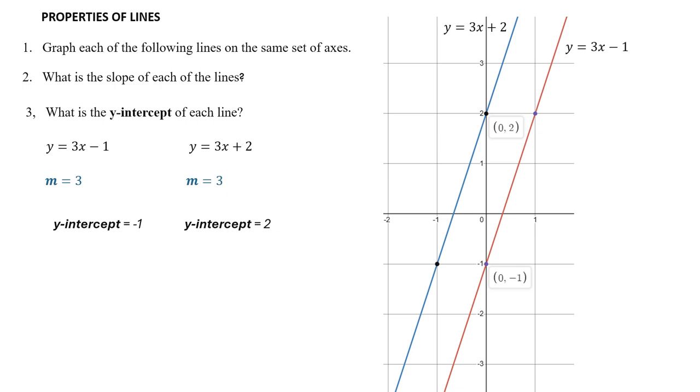In this lesson, we'll be looking at the properties of lines and comparing graphs of equations that have the same slope. So in this example, we have two equations, y equals 3x minus 1 and y equals 3x plus 2. They both have a slope of 3 and yet have different intercepts. They are, in fact, parallel lines.